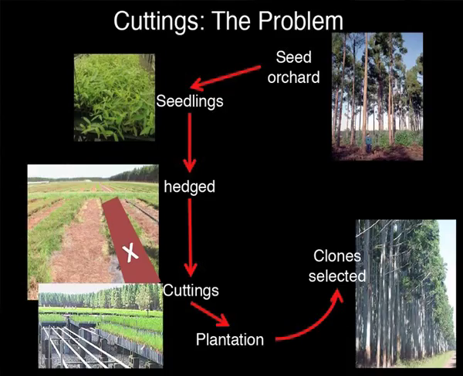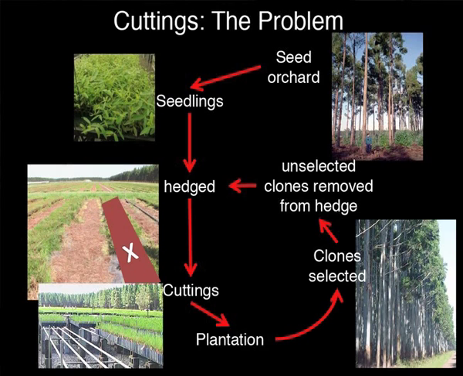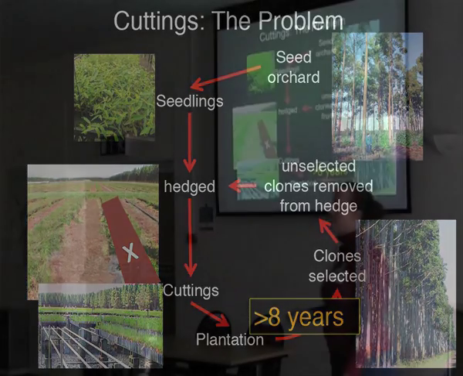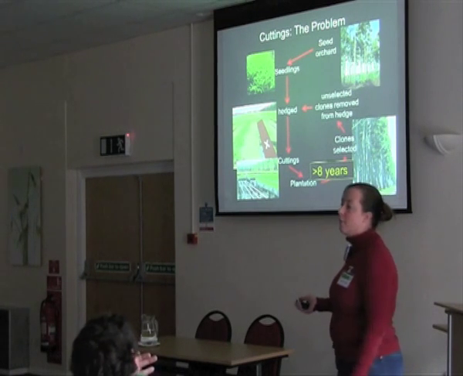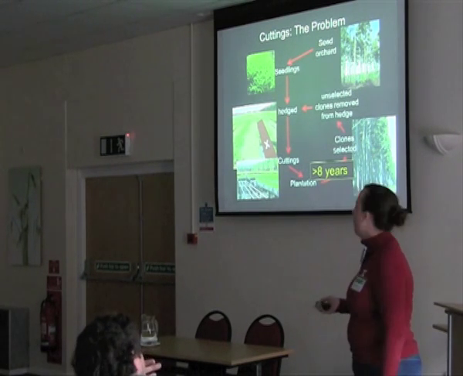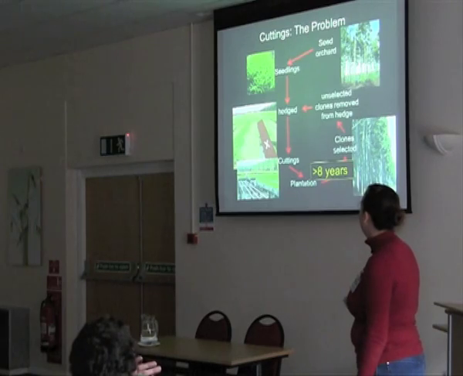And then after some time, the trees that have the best wood properties for what they're after are selected out, and then the ones that they don't want are removed from the commercial hedges, so they don't take cuttings from those ones anymore. The trouble is, this process here to know what the best wood properties are takes at least 8 years. And by that stage, the cuttings from the hedges don't form roots anymore. So it takes a very long time, and it's not a very productive system like this.